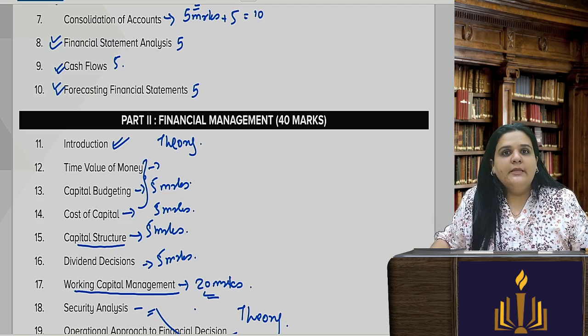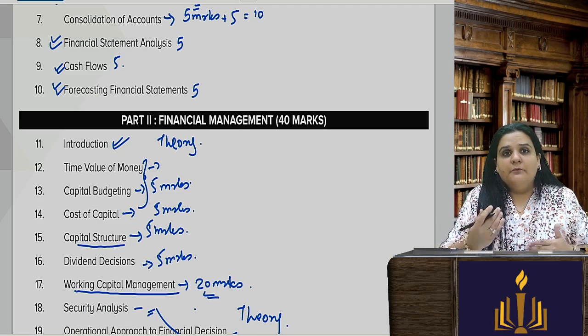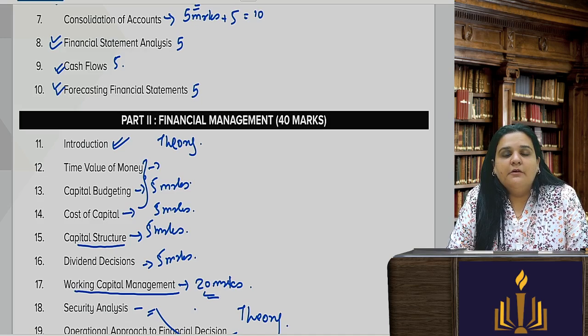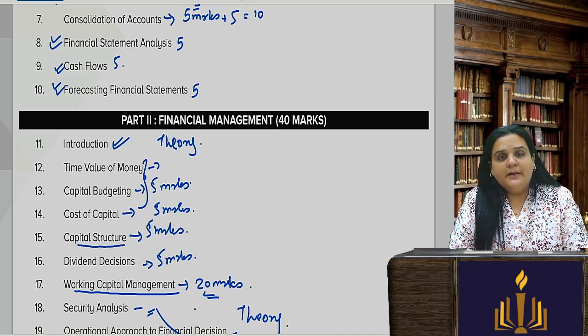So we will keep this strategy in mind for our future solvings also, the way we are going to solve our sums and the way we are going to take up each chapter. The theory, the practicals.